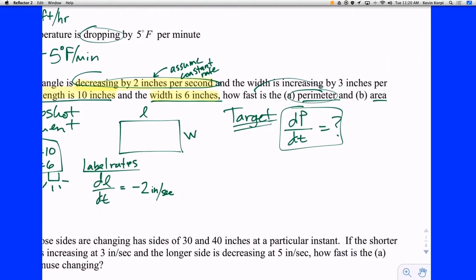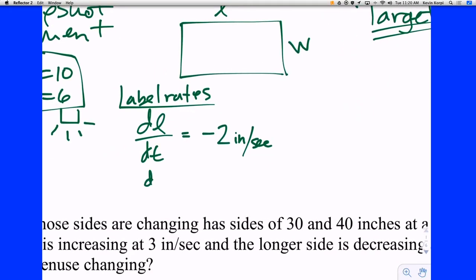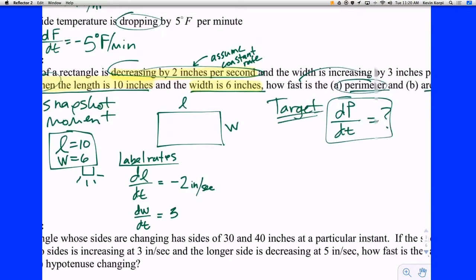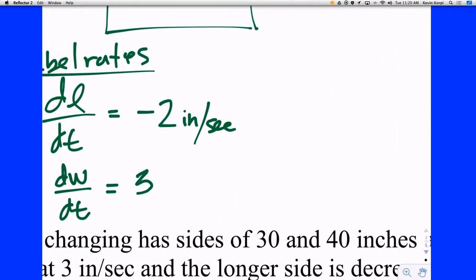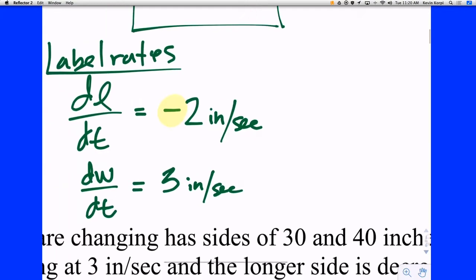And it also said the width is increasing by 3. So dw/dt is going to equal what? Positive or negative 3? Let's see. The width is increasing, so yes, it's positive 3. And again, if you didn't label the rate of change of the length as negative 2, your calculations are going to be wrong in the end.